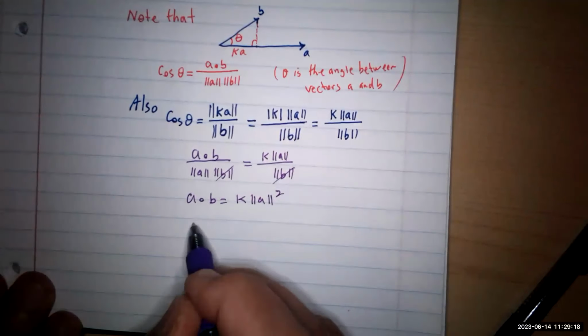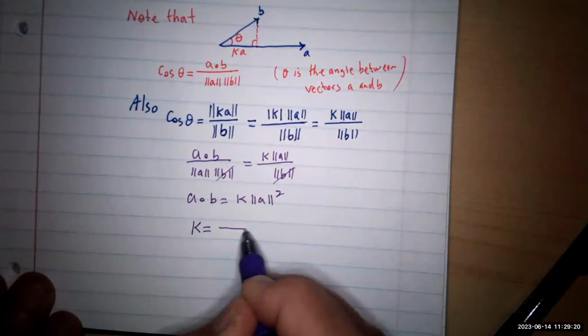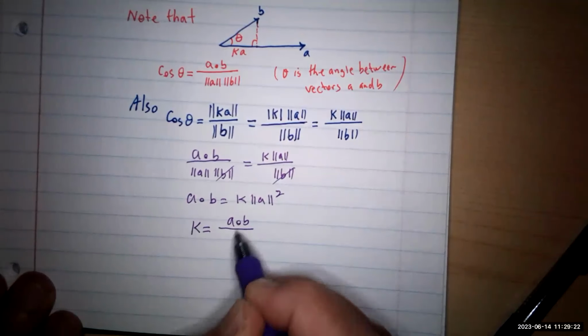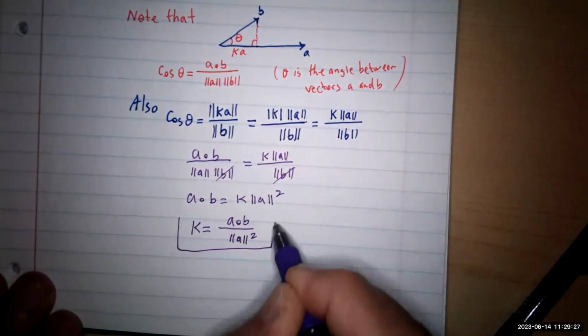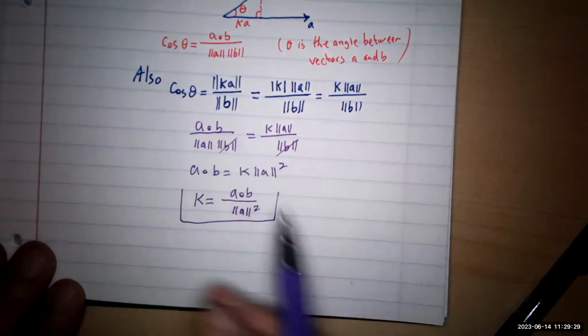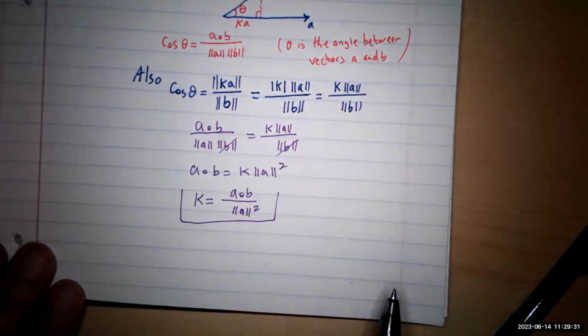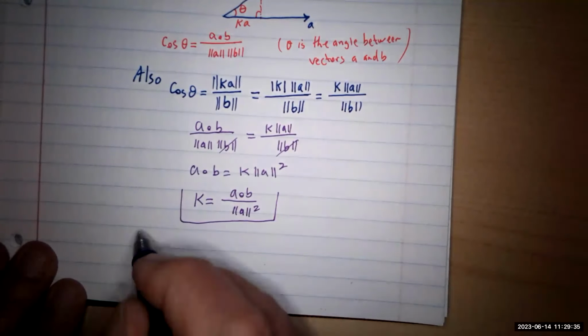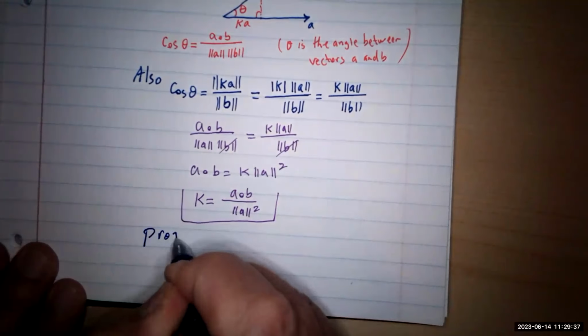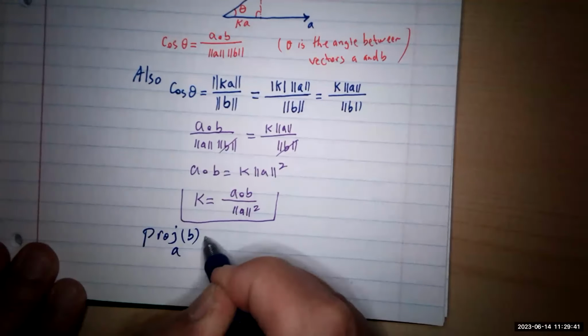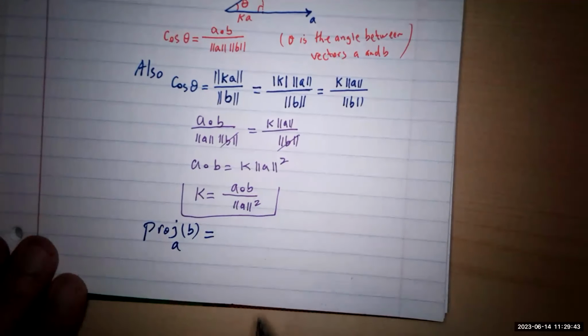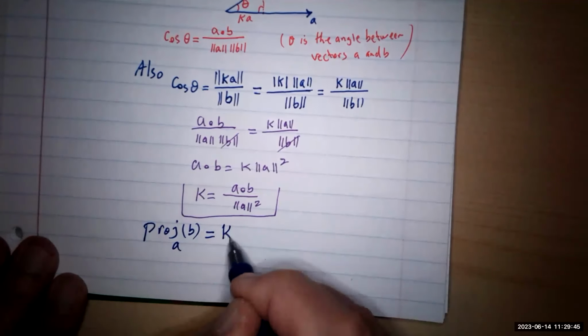And eventually I got the K. So K is equal to A dot B over the norm of A squared. It's a different way to express it, but I just wanted to give you a kind of proof if you like. So eventually I give you a formula. The projection of B onto A is equal to, remember it was K times A.